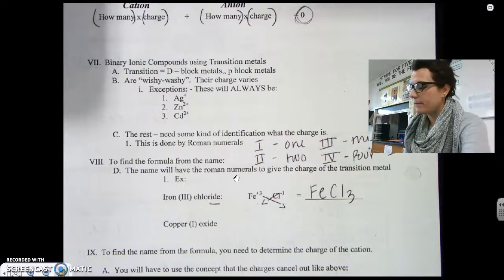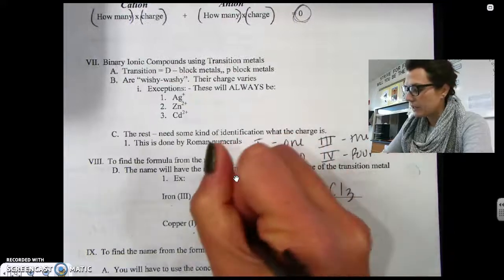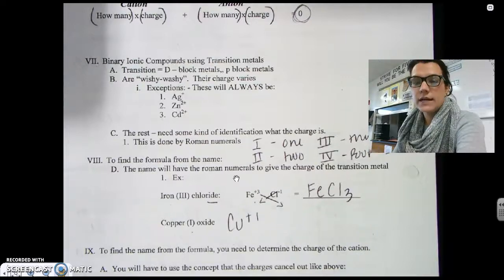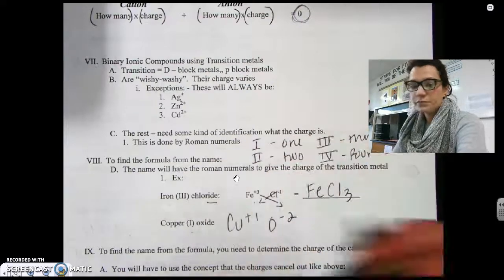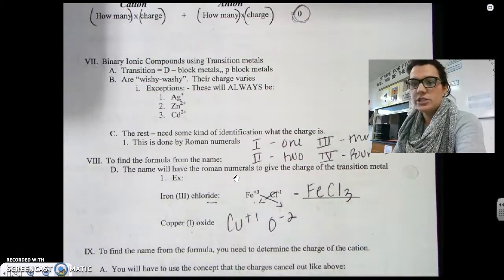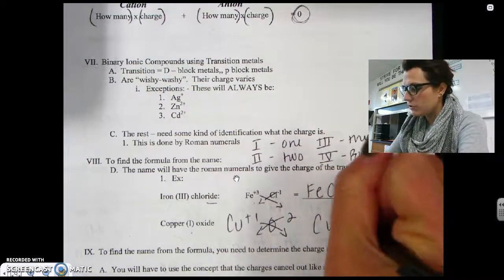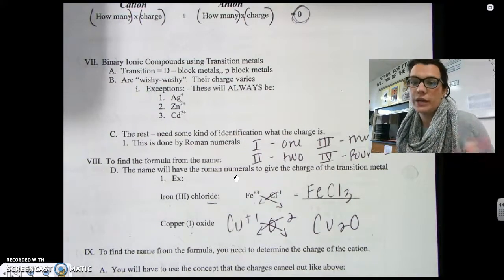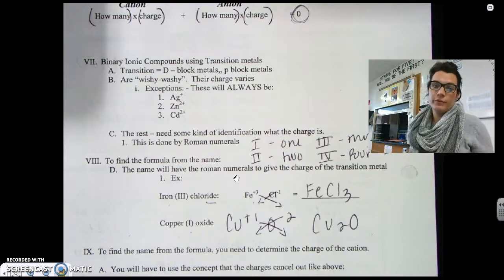Okay, let's look at another one. Copper 1 oxide. Okay, so the 1 goes with copper. It's telling me what its charge is. So it's copper +1, and then oxide or oxygen, which is in group 16. So it's going to be O -2. Do the charges cancel? The answer is no. Therefore, they must crisscross. So this will be Cu2O. Copper 1 oxide. Now you need to make sure that I say 1 when I name it, because that 1 is specific to copper's charge. Okay. Alright, so that's how we would write the formula from the name.